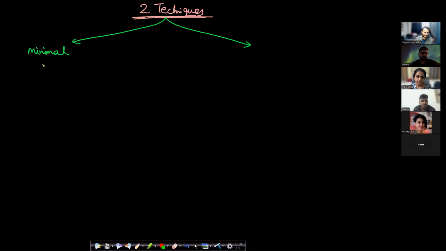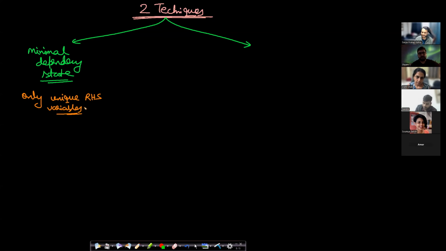A minimal dependency state. This is what we have been doing. Minimal dependency state. In this technique, we take only unique RHS variables. Only unique RHS variables.